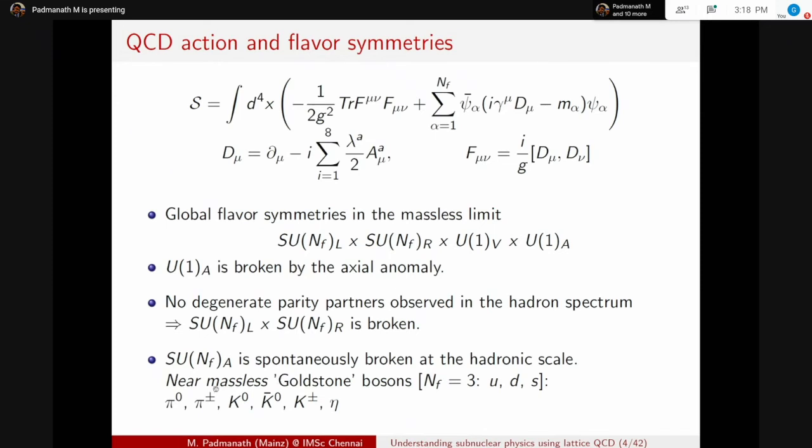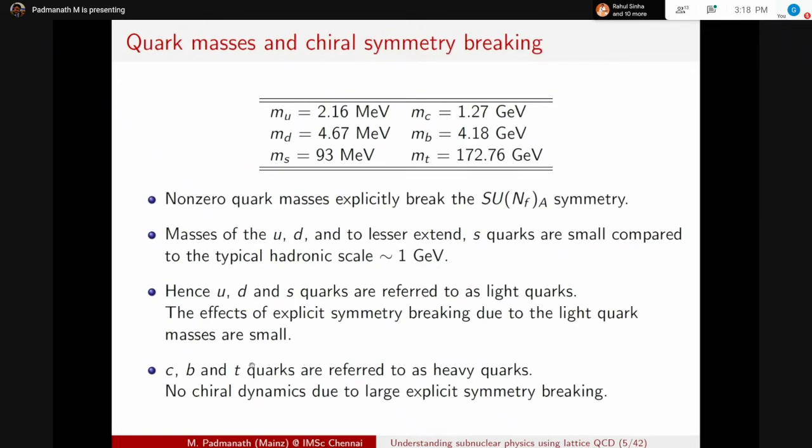Now let's move on to this near massless part, which I have italicized here. We know that quark masses are non-zero. That basically means that SU(N_F) axial should be explicitly broken.